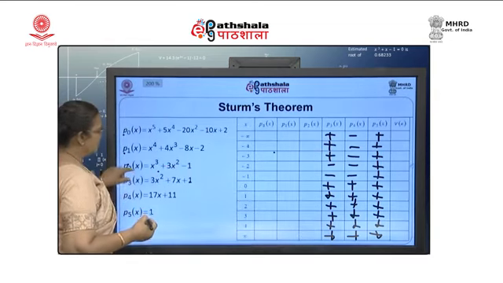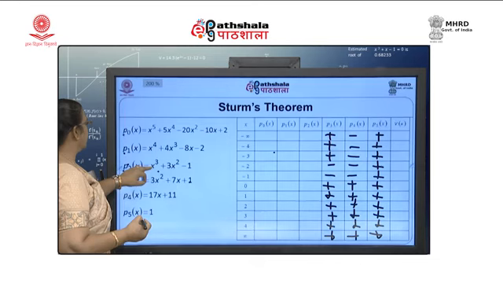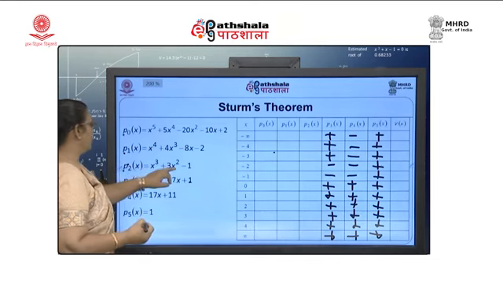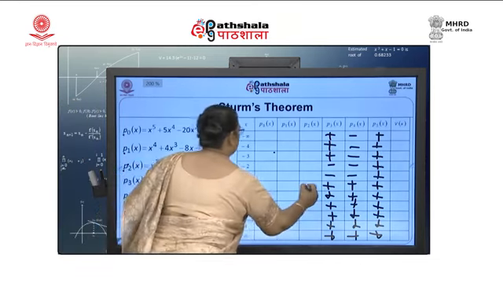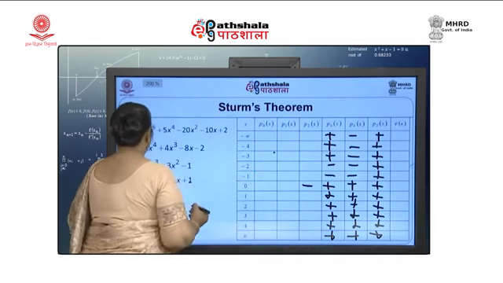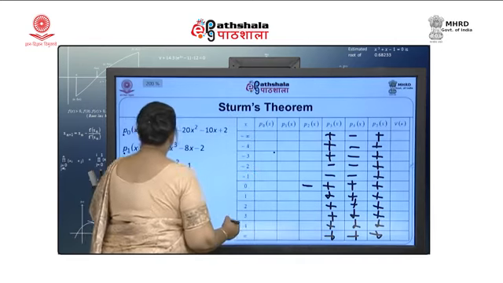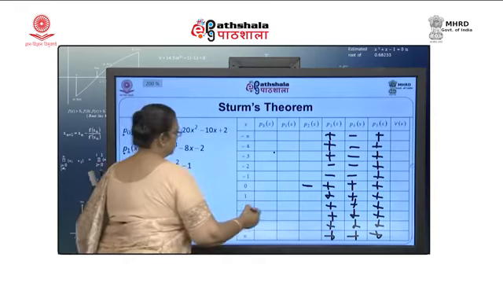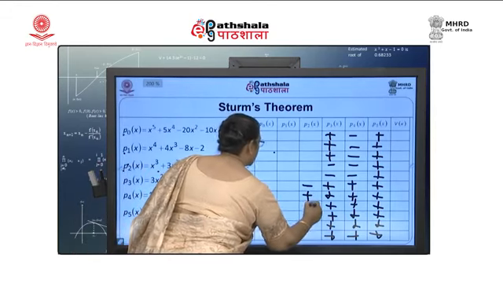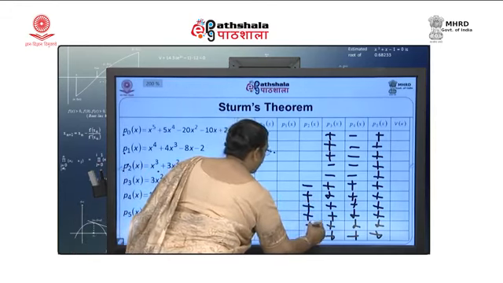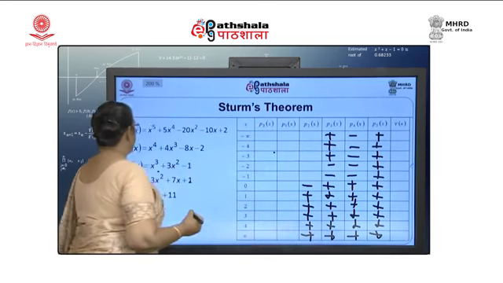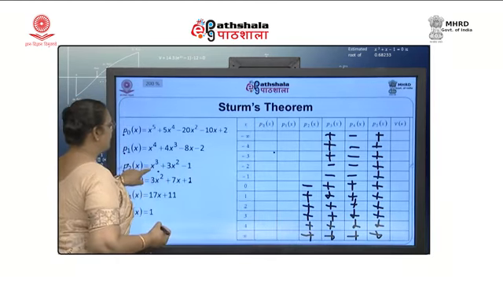Now, let us come to P2x. P2x is x cube plus 3x square minus 1. At 0 it is minus 1, at 1, 1 plus 3. See, at all positive values it is going to be plus, because minus 1 is the only negative term. So it is positive for all positive numbers. For x negative, this term will take dominance.